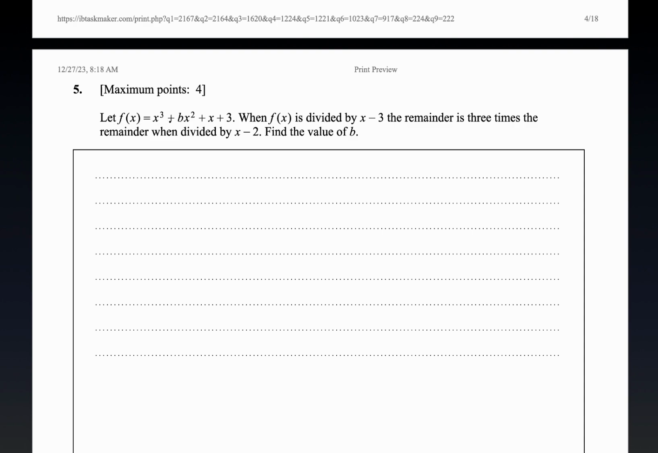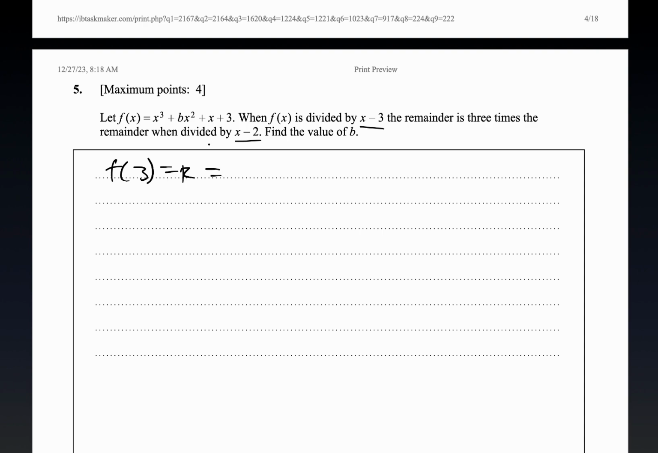Let f of x be x cubed plus bx squared plus x plus 3. When f of x is divided by x minus 3, the remainder is 3 times the remainder when divided by x minus 2. Find the value of b. Okay, now we know that if this is our divisor, this is 3, we know that f of 3 would be the remainder, right?